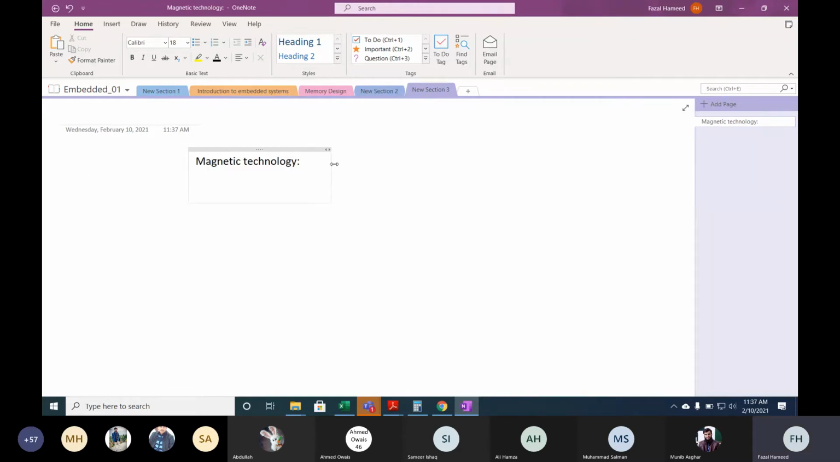So actually the data is stored in terms of magnetic orientation. Okay, the data is stored in terms of magnetic orientation. So what is the magnetic orientation? जी बेटा बताएं, जल्दी बताएं ना.